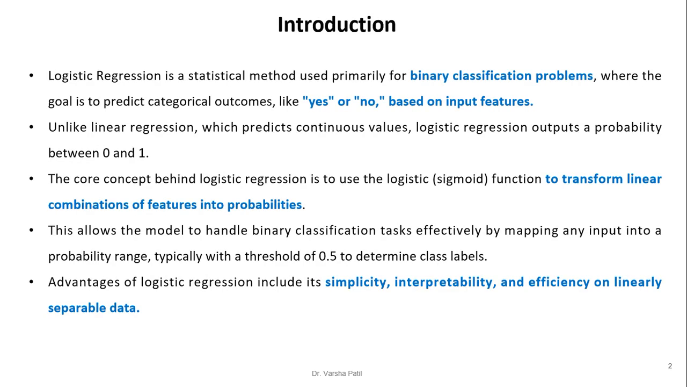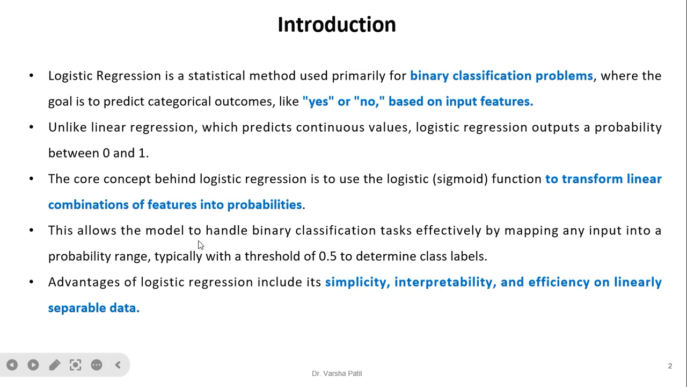Logistic regression is a statistical method which is primarily used for binary classification, where the goal is to predict categorical outcomes like yes or no based on the input features. Unlike linear regression, which predicts continuous values, logistic regression outputs a probability between 0 and 1. The core concept behind logistic regression is to use the sigmoid function to transform a linear combination of features into probabilities.